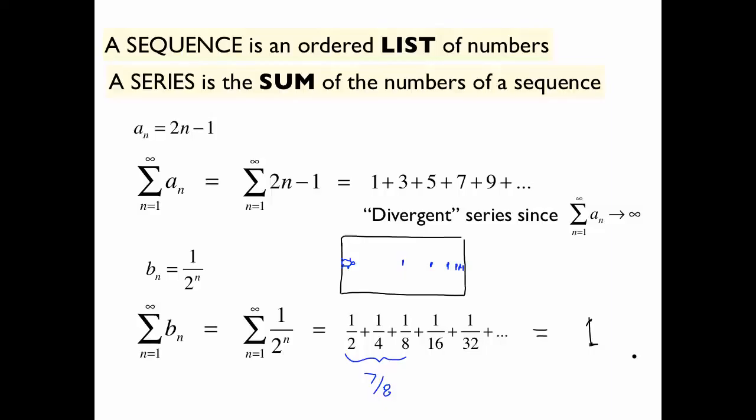Okay. So this is a convergent series. Why? Because that sum equals a real value. If you were able to add all the terms together, you'd get a real value. So this is convergent. And if it's convergent, that means that sum equals a real value. In this case, 1.